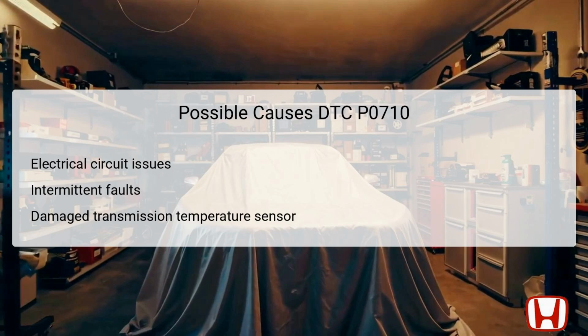Additionally, intermittent faults, where the sensor may occasionally function correctly, can mask the underlying problem, making diagnosis challenging. Another direct cause could be a damaged or defective transmission temperature sensor itself, which would need replacement if found faulty. Other potential factors could also include shorts or opens in the wiring harness that connects the sensor to the TCM, demanding thorough inspection throughout the circuit. Understanding these possible causes makes it easier to pinpoint the issue effectively.